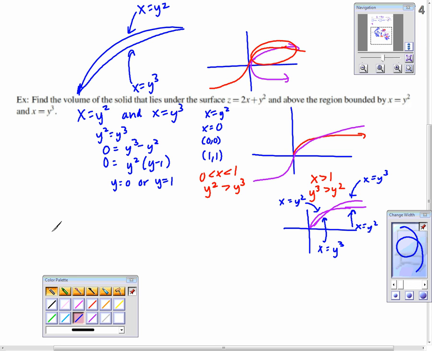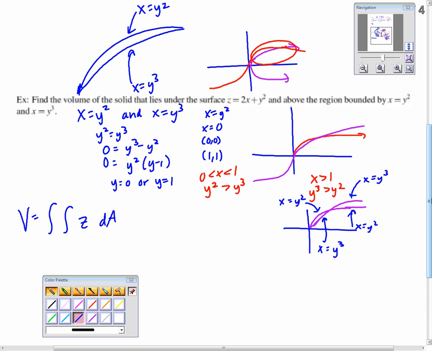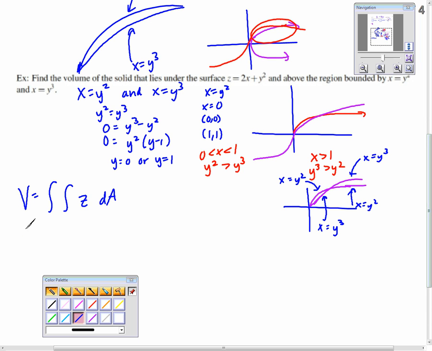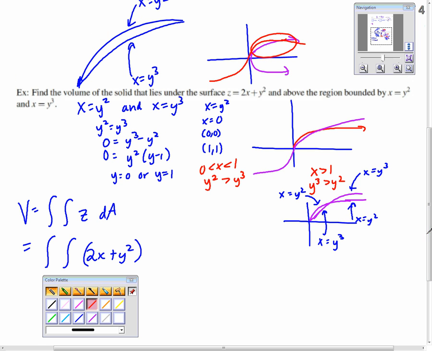Okay, so now we're going to find the volume. For volume, I do a double integral of my z. It gave me z, 2x plus y squared. Do you want to do dy dx or dx dy? You pick. Yeah, Josh, let's do dx dy.